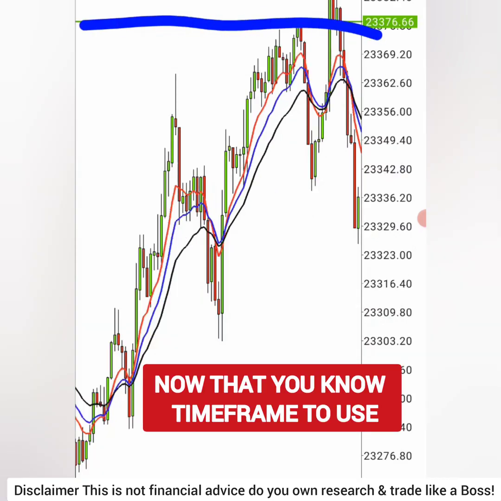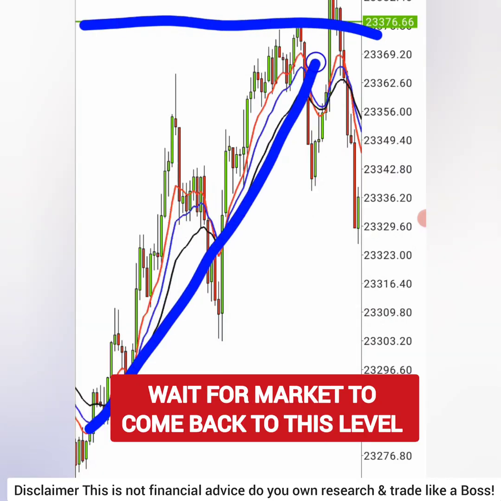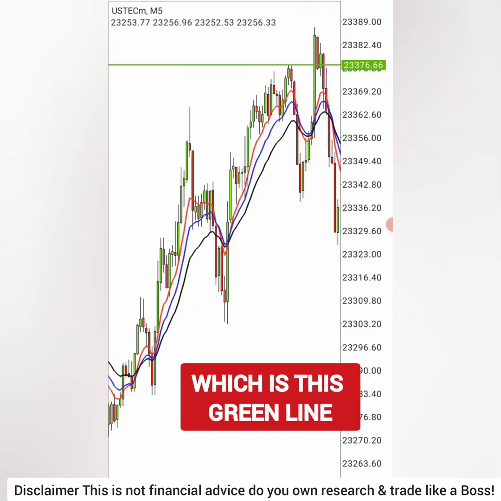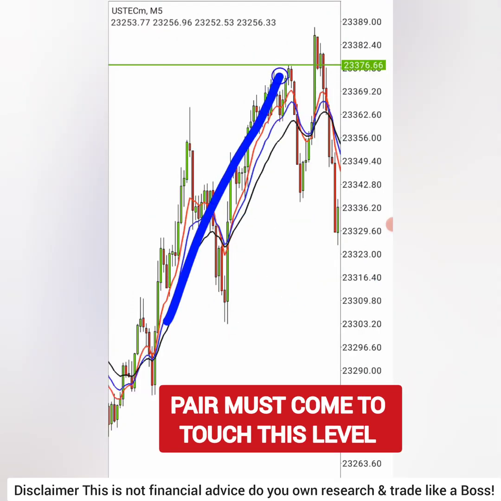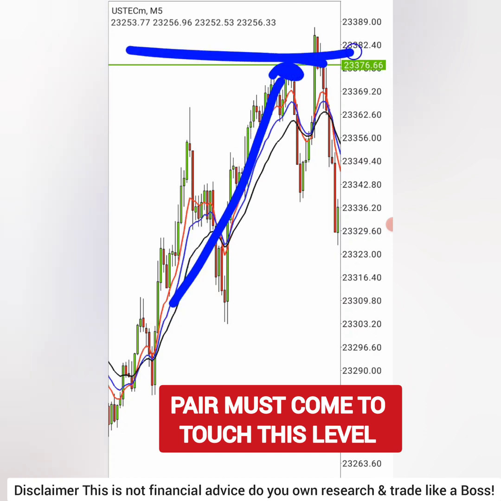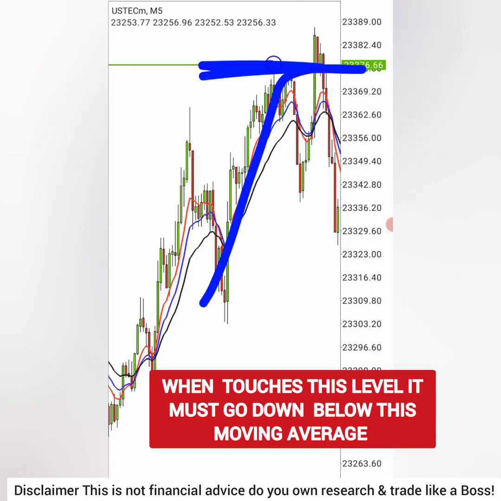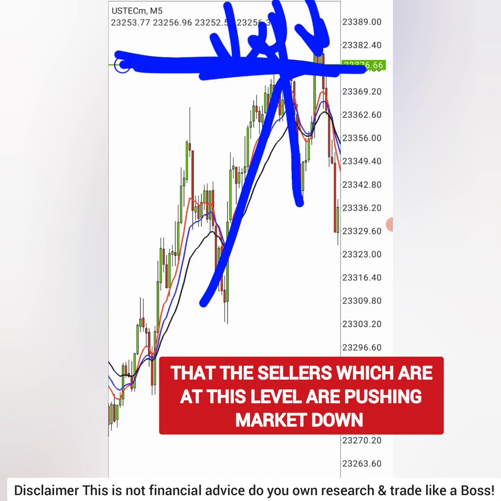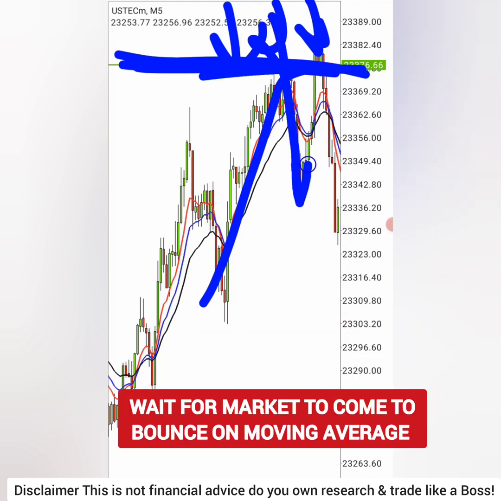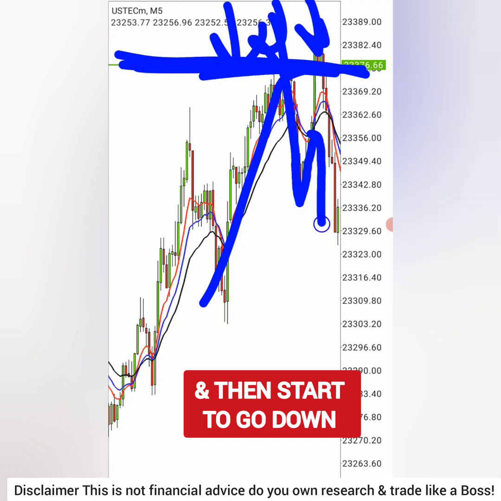Now that you know the time frames to use, you want to wait for the market to come back to this level, which is this green line that you put on the higher time frame. You want to see the pair that you're trading coming to touch this level. When it touches this level, it must go down below the moving average. This is your first confirmation that the sellers at this level are pushing the market down. But don't just enter randomly. You wait for the market to bounce on the moving average and then start to go down.